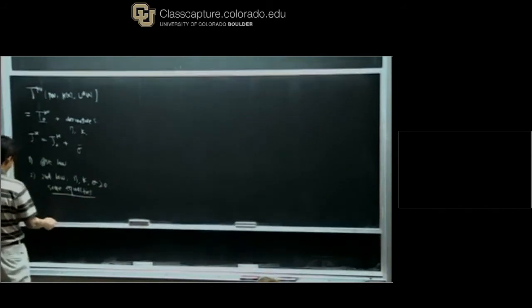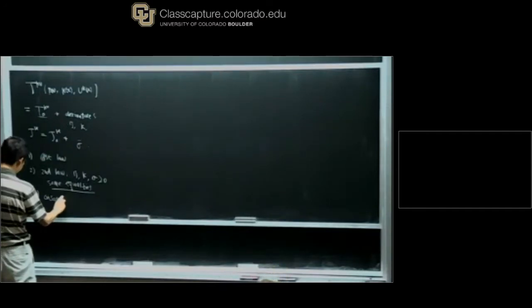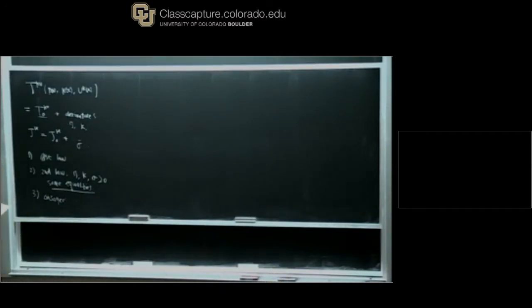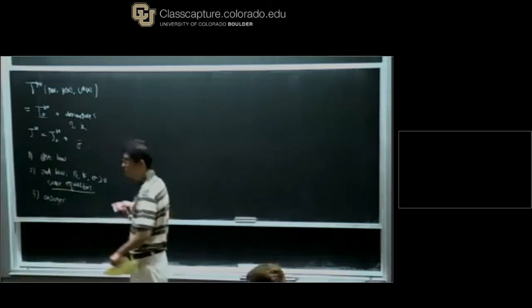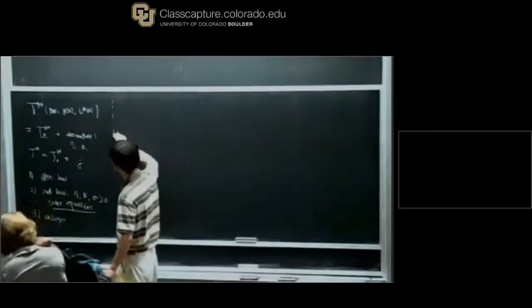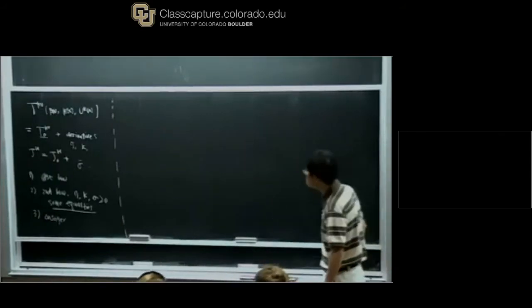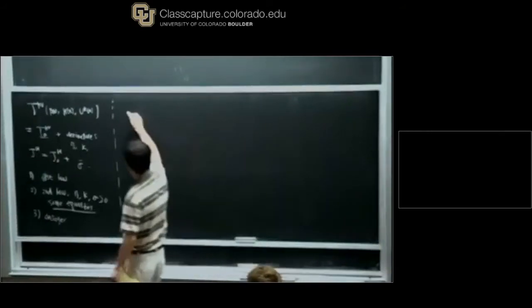And then the third one is the Onsager relation. You have to impose those constraints, and then you have a complete formulation, formulated as equations of motion.